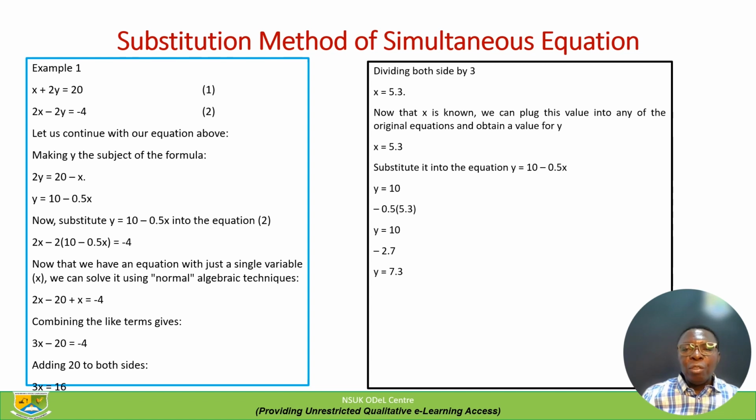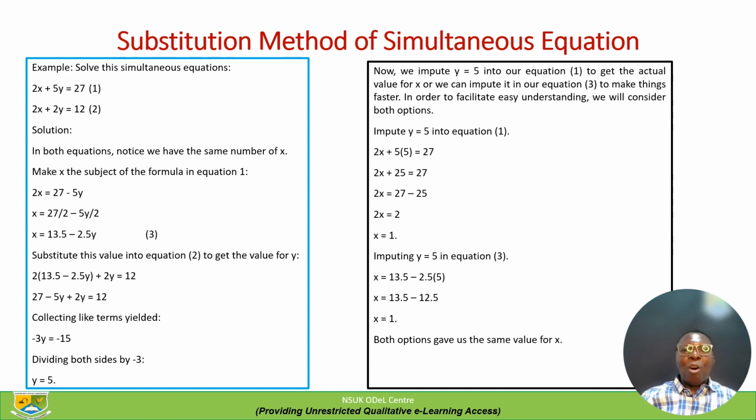Now that x is known, we can plug this value into any of the original equations and obtain a value for y. That is, x is equal to 5.3. Substitute it into the equation y equals 10 minus 0.5x. y is equal to 10 minus 0.5, open bracket, 5.3, close the bracket. So you have y equals 10 minus 2.7. So therefore, y will be equal to 7.3. I want to believe you are following.